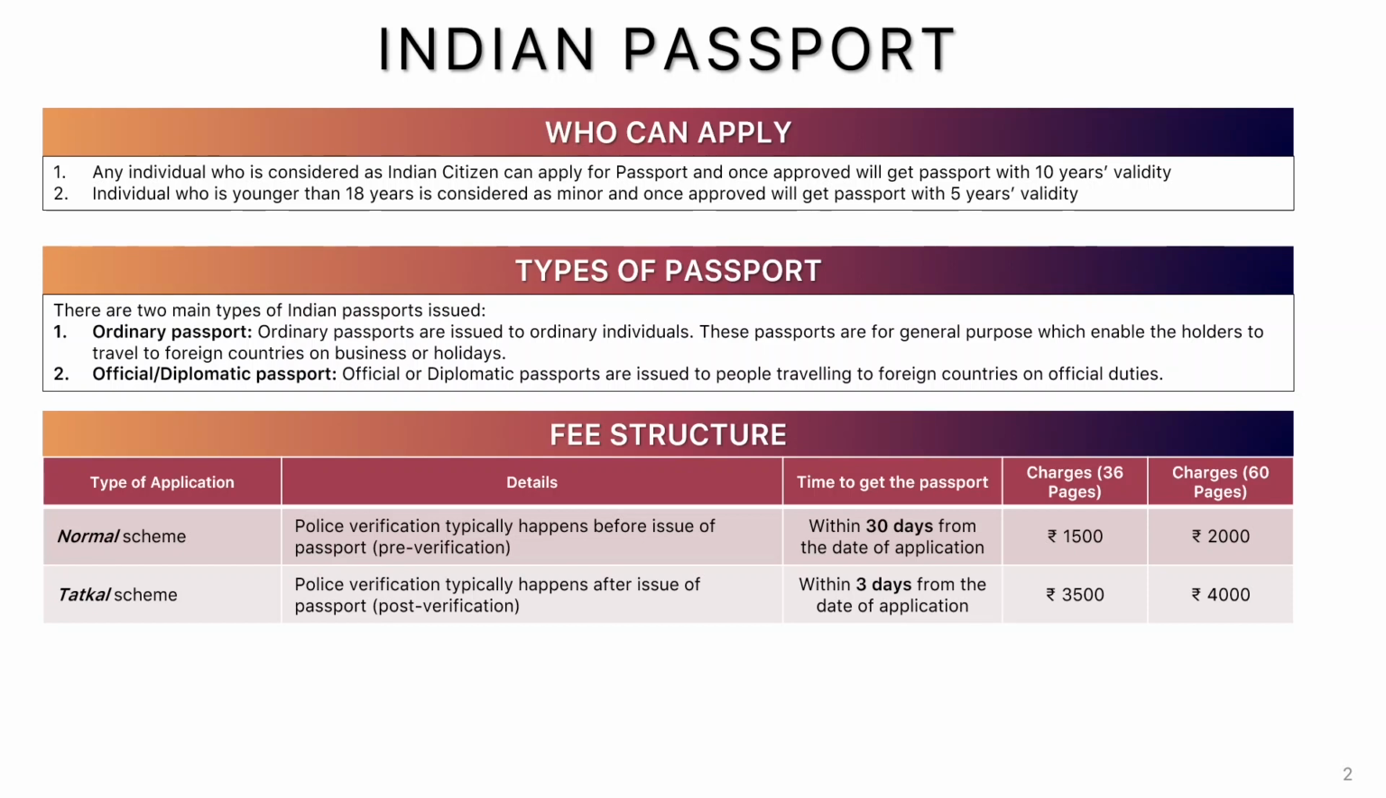The second scheme is the Tatkal scheme, which can be utilized for people who need the passport on an urgent basis. In this case, the passport will be received within 3 days from the date of application. The police verification typically happens after the issue of the passport. The charges are a bit higher, like 3500 rupees for a 36 pages booklet and 4000 rupees for a 60 pages booklet. Please visit the passport website to find out the charges, as they might change.